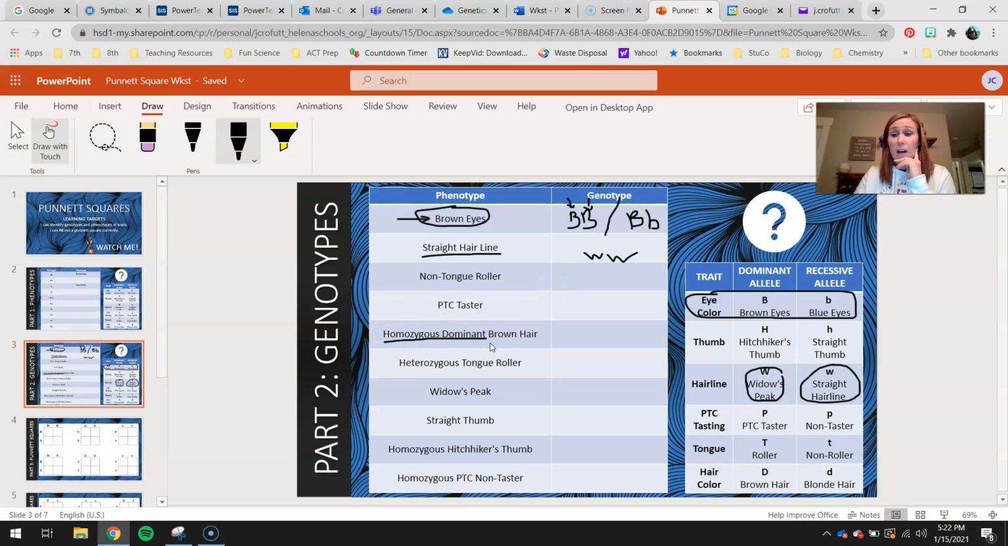Okay, one thing I saw with the potato babies and with the alien sheet is that we're really confused a little bit about what homozygous means and what heterozygous means. So remember that homo means the same.